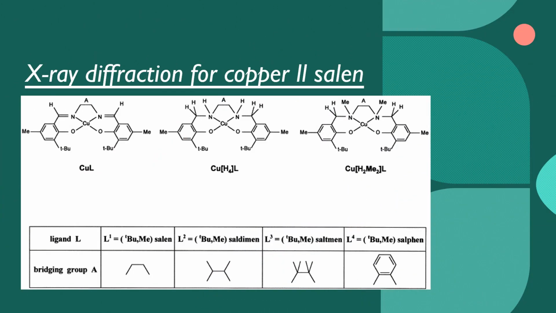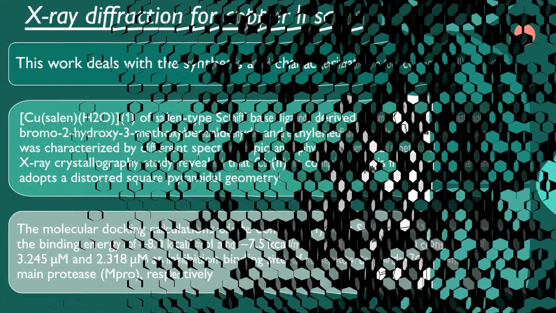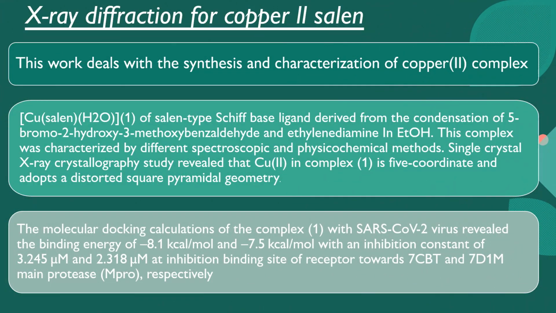And here is the X-ray diffraction for copper Salen. As we saw in the X-ray diffraction for copper Salen, this work deals with the synthesis and characterization of a copper complex. As we know, Salen is a type of Schiff base ligand, and this complex is characterized by different spectroscopic and physicochemical methods. A single crystal X-ray crystallography study revealed that copper in the complex is five-coordinate and adopts a distorted square pyramidal geometry.